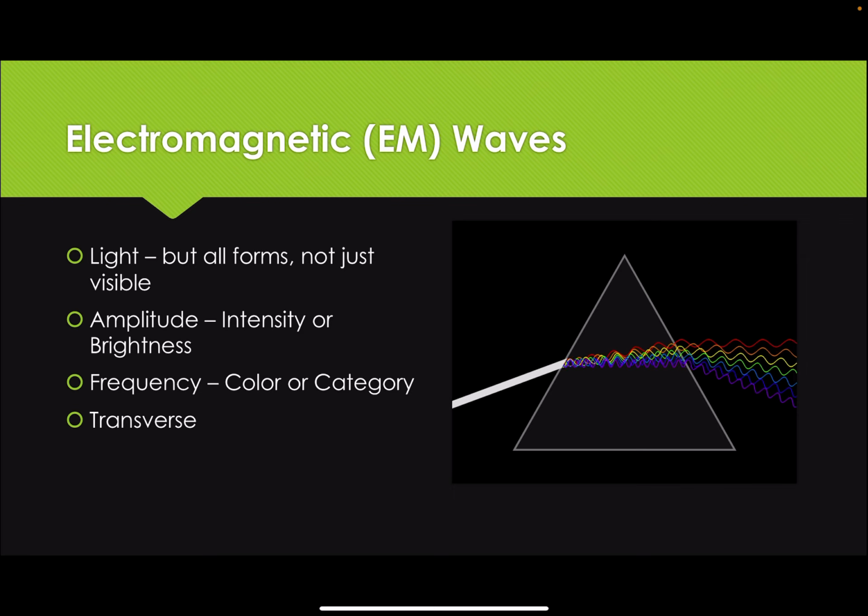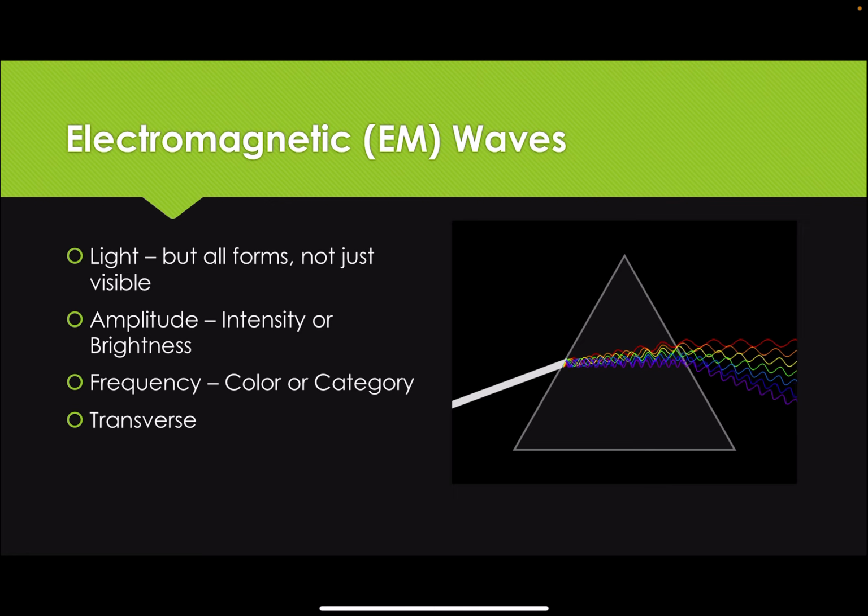So we know that light is EM waves. We talked about this a little bit last unit. And light comes in many forms. It's not just visible light, and so we know there's gamma rays, microwaves, X-rays, all these kinds of things out there.